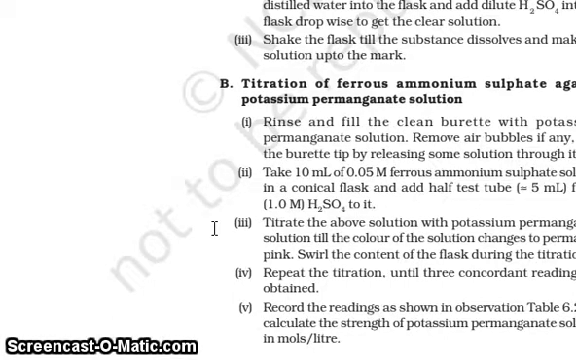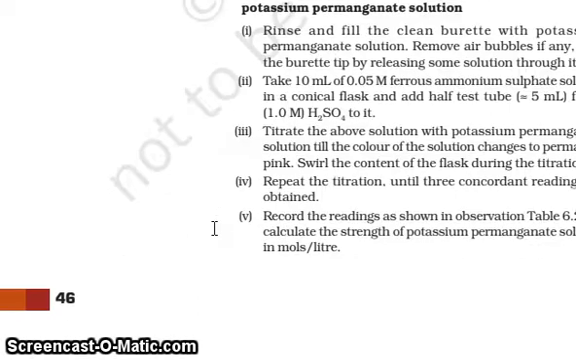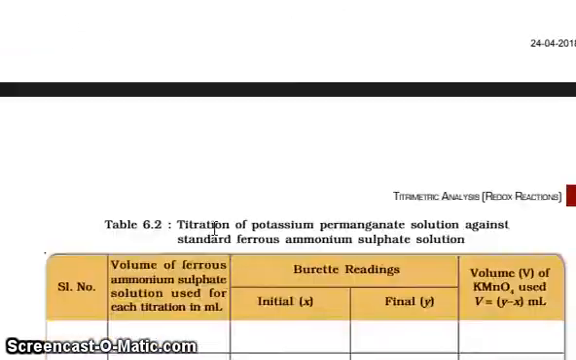Titrate the above solution with potassium permanganate solution till the color of the solution changes to permanent pink. Swirl the contents of the flask during the titration. Repeat the titration until 3 concordant readings are obtained. Record the readings as shown in the observation table and calculate the strength of potassium permanganate solution in mole per liter.